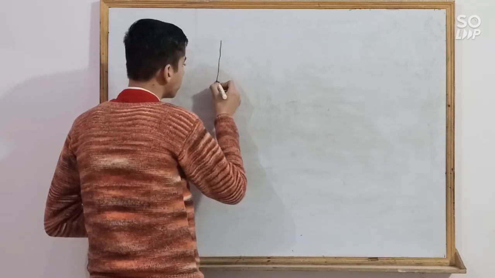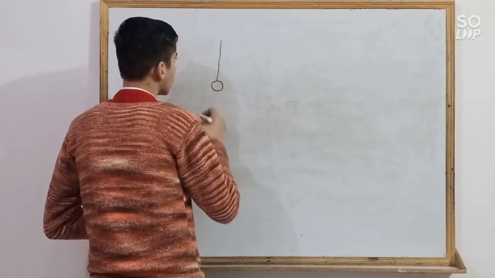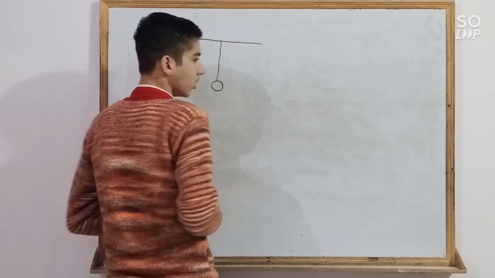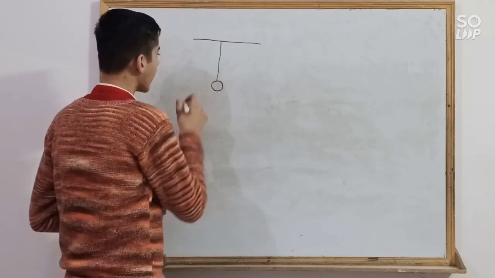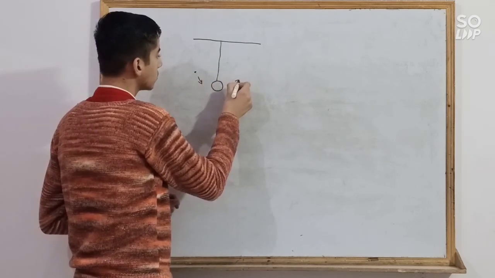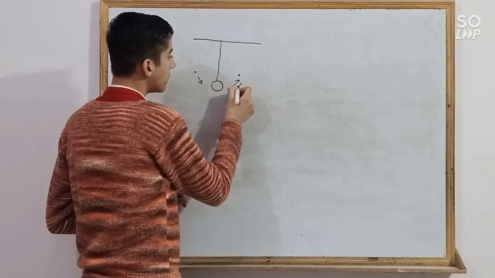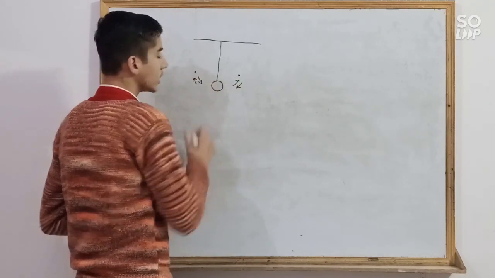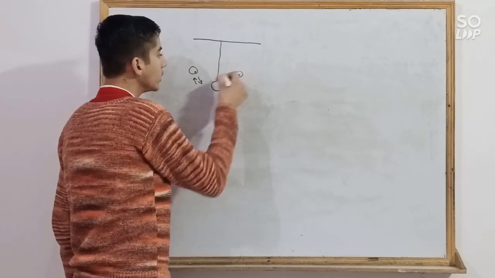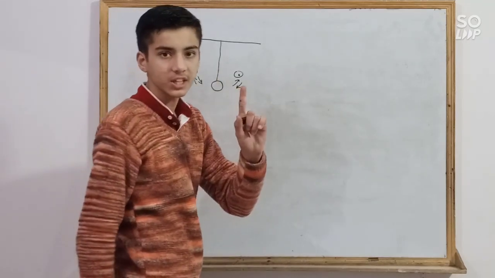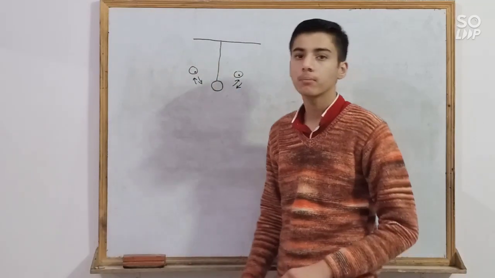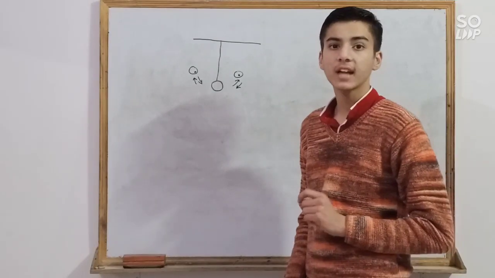Suppose we have a pendulum. It is held from the roof with a string. So the time taken by this pendulum to move from this position to this position and back to this position is called the time period of the pendulum. And this whole part is called one oscillation. In short, we can say that the time taken by the bob of the pendulum to complete one oscillation is called the time period of the pendulum.